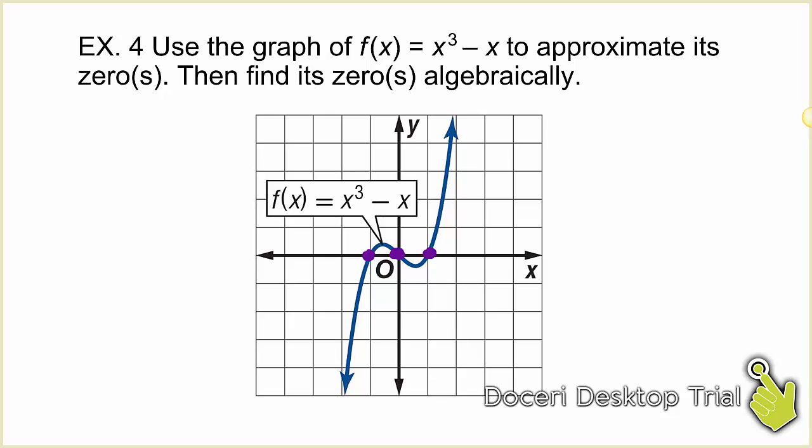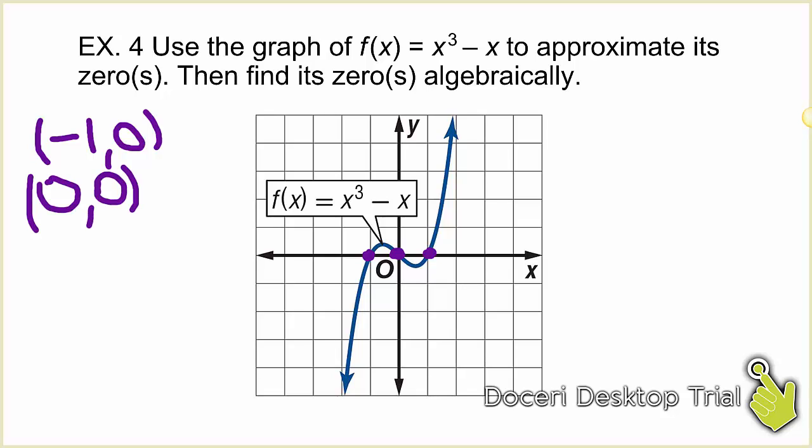So I've got the point negative 1, 0, 0, 0, and the point positive 1, 0. So graphically I can see what those 3 points are. Now we need to do it algebraically.